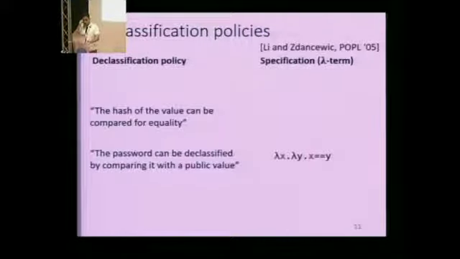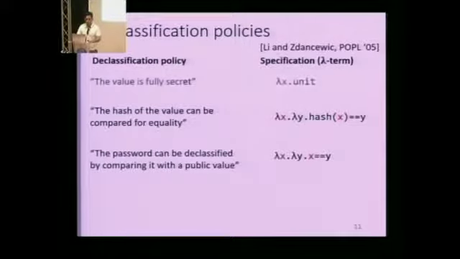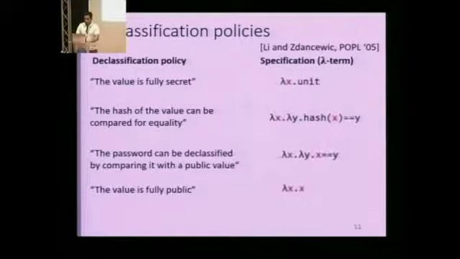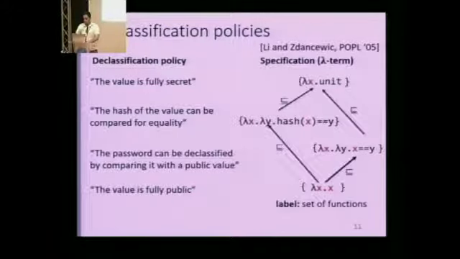You can declassify multiple operations, and we call that progressive declassification. But also, a fully secret value is going to have a declassification policy, and its specification is the constant function. In a similar way, a fully public value is going to be specified by the identity function. So those functions are part of a lattice in that work of Li and Zdancewic, where labels are sets of functions.